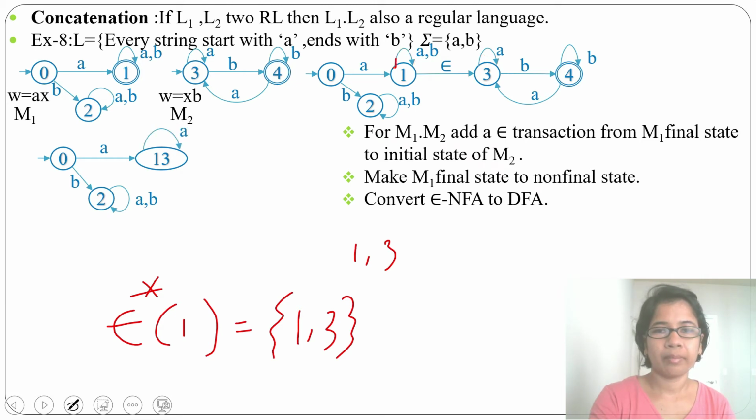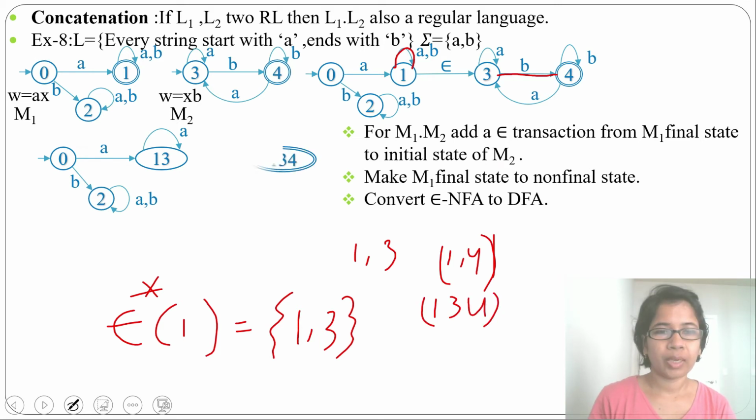From state 1 by B it goes to state 1. From state 3 by B it goes to state 4. We got 1, 4. And the E-closure of 1 is 1, 3, and the E-closure of 4 is 4. The new state will be 1, 3, 4. So from 1, 3 by B it goes to state 1, 3, 4. And that will be a final state as it contains state 4.